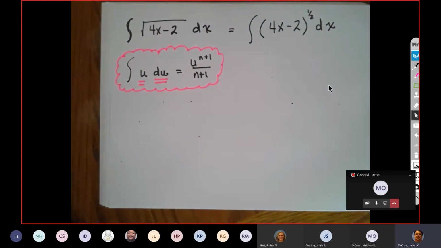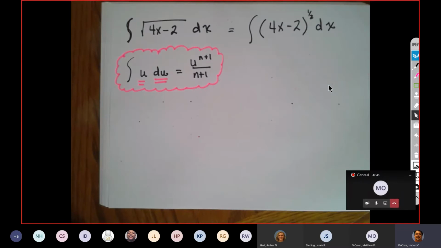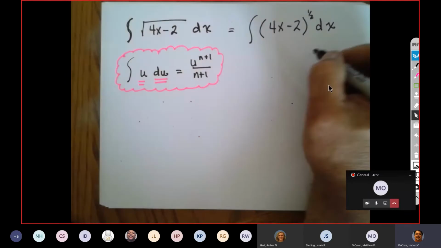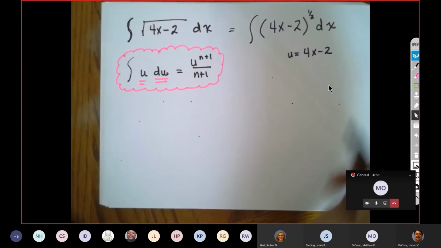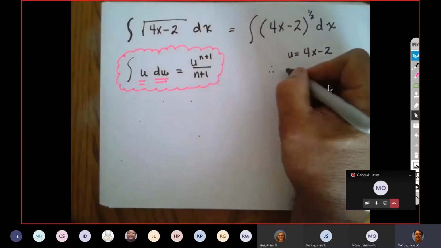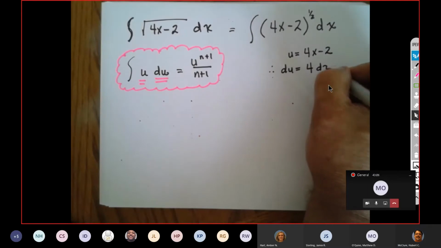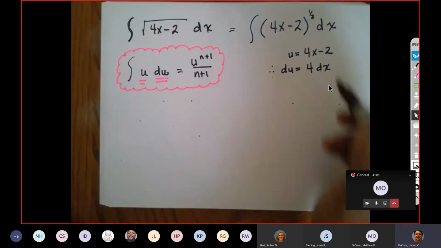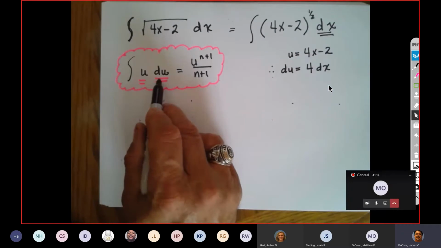So, this looks complicated, so chances are we're going to be using this. So the first thing I do, and you're going to see me do it later in my head, you're going to see me do u equal to 4x minus 2. Therefore, du is equal to 4 dx. And I have a dx right here, but I need du, I need the whole thing.